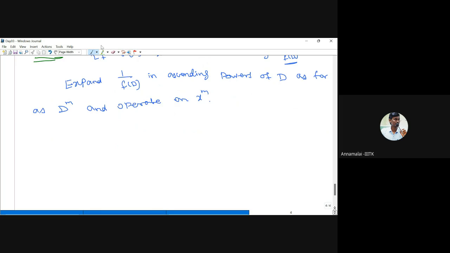Now we solve some problem. Exercise. Solve (D square plus 3D plus 2) y equal to x square. So the right hand side is a polynomial.